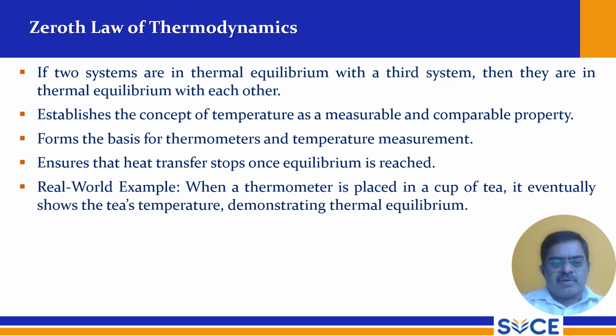As a real world example, when a thermometer is placed in a cup of tea, it eventually shows the tea's temperature, demonstrating thermal equilibrium. Inside the thermometer we have mercury in a tube, and that also reaches a temperature equal to the temperature of the tea. Once it reaches that, it stops rising, so that reaches the equilibrium. So this is a good example of equilibrium.